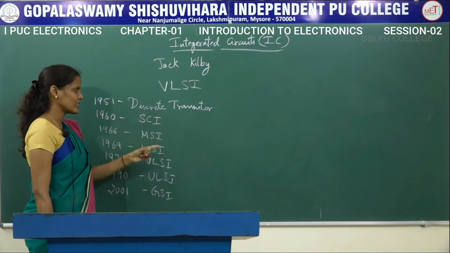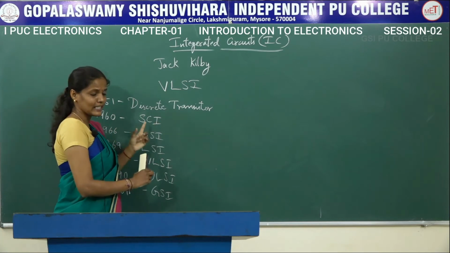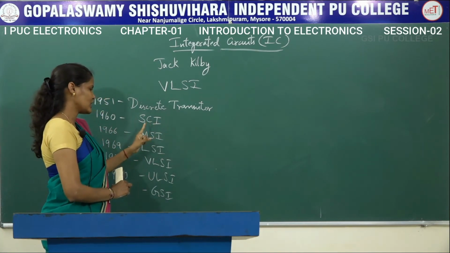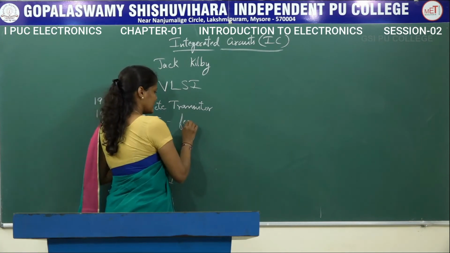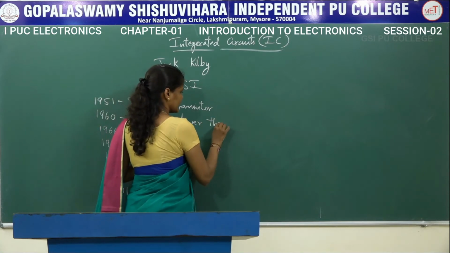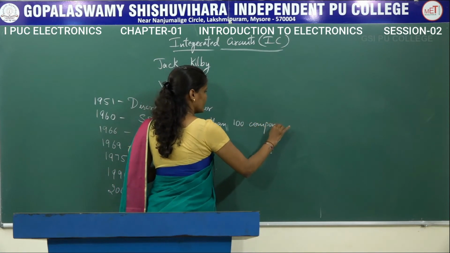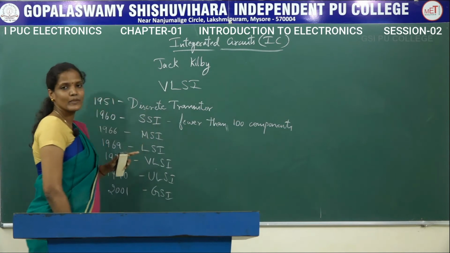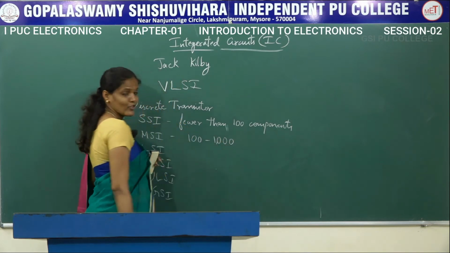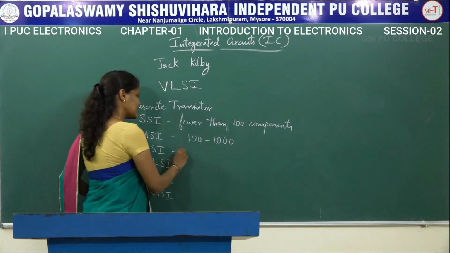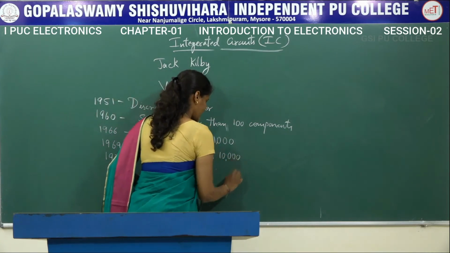In the discrete transistor, only a single transistor is placed on a silicon wafer. In SSI, that is small scale integration, fewer than 100 components will be placed on a single silicon wafer. In medium scale integration, 100 to 1000 components will be placed on a single silicon wafer. In large scale integration, 1000 to 10,000 components will be placed.